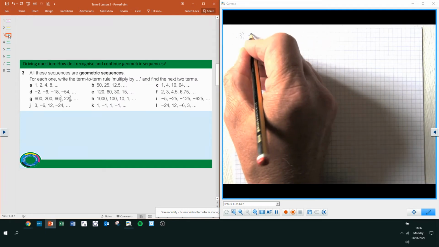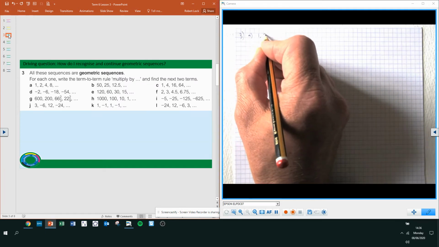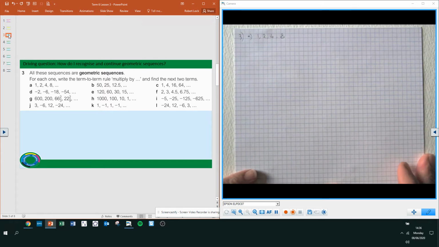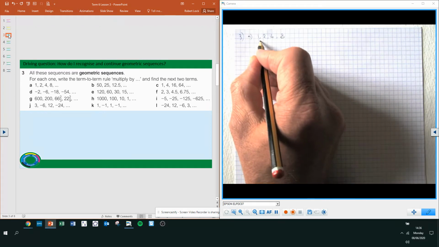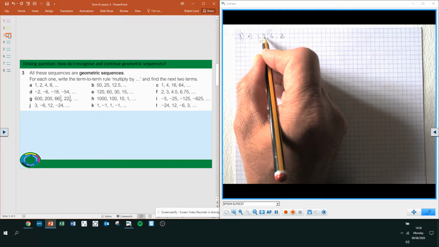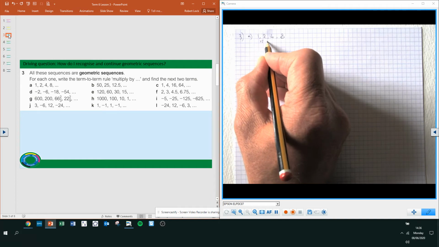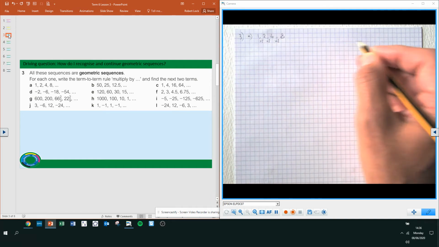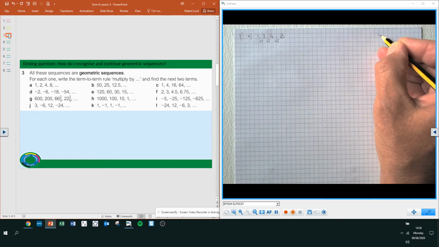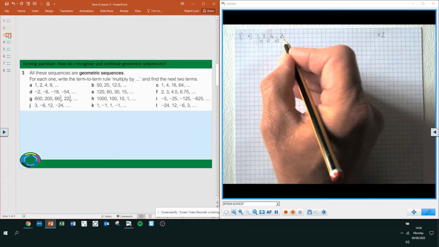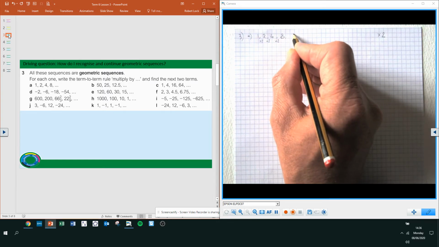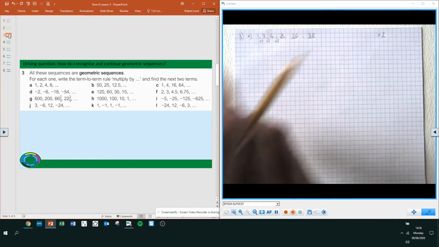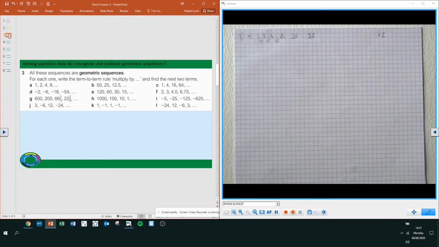A. 1, 2, 4, 8. So what do we do to 1 to make 2? 1 times 2. What do we do to 2 to make 4? 2 times 2 is 4. So we times by 2. 2 times 4 is 8. So we times by 2. So the rule is we multiply by 2. So the next term after here is going to be 16. After that would be 32. So the next two terms, 16 and 32.